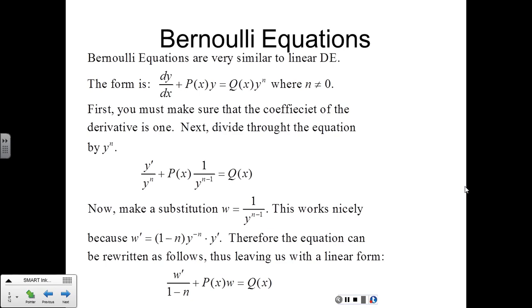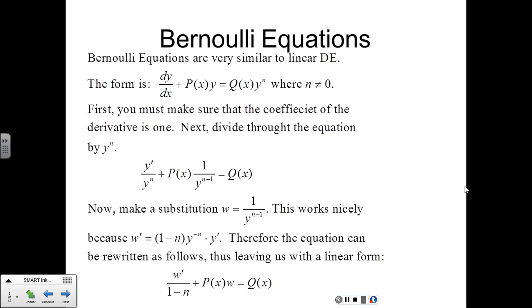We're going to take a new variable. I'm going to call it w. w is going to equal 1 over y to the n minus 1, whatever you got right here. Let that be your w. That will always work nicely because when you take the derivative of w, you get your w prime, which is what we end up having over here. That makes a nice substitution, making our equation look linear.